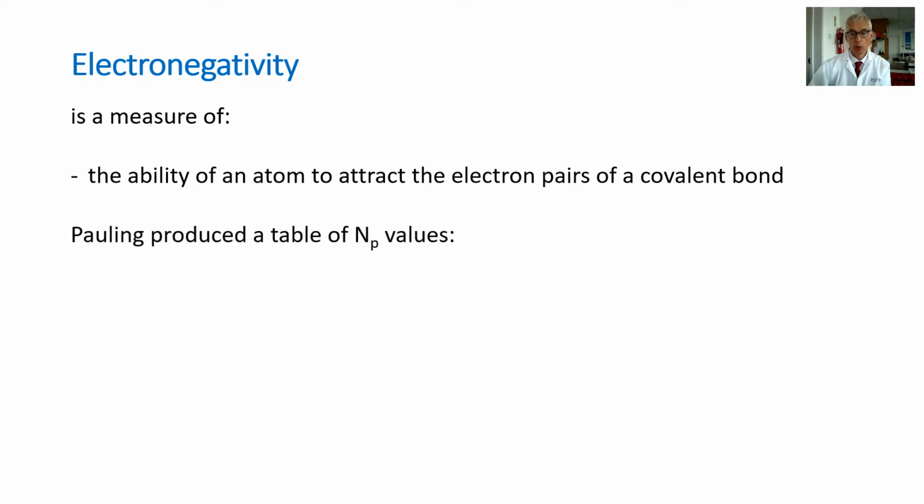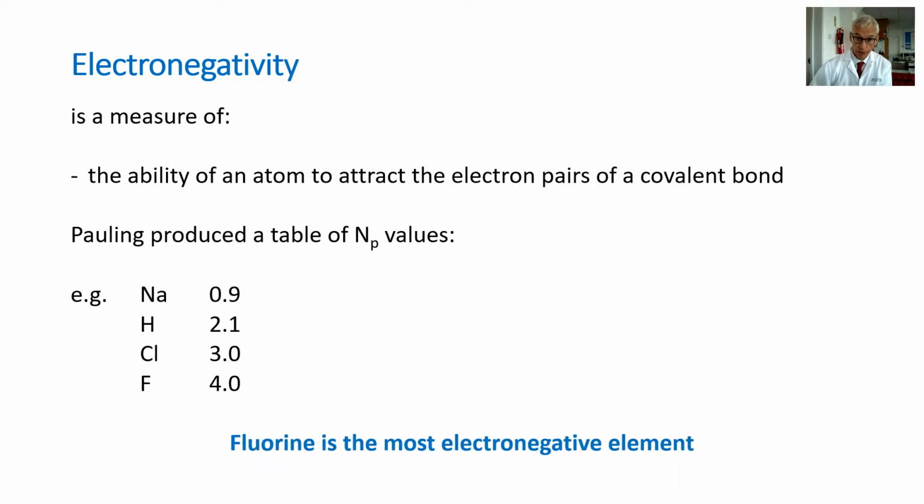Now, Linus Pauling, famous Nobel Prize-winning chemist, produced a table of electronegativity values, which is given the label N subscript P. For example, sodium he evaluated at 0.9, hydrogen 2.1, chlorine 3, and fluorine 4.0. So of those four, fluorine is the most electronegative, and also within the periodic table we find that fluorine is the most electronegative element.